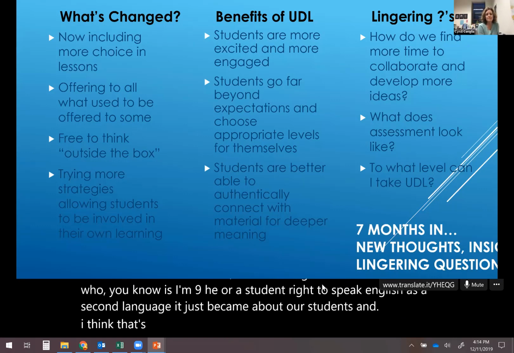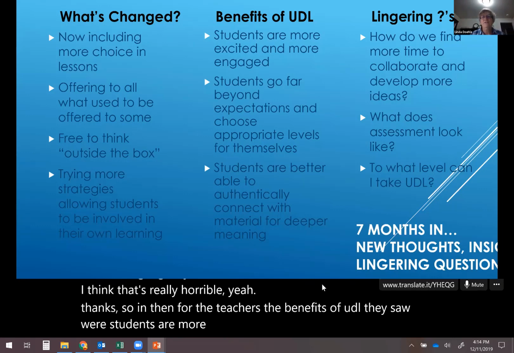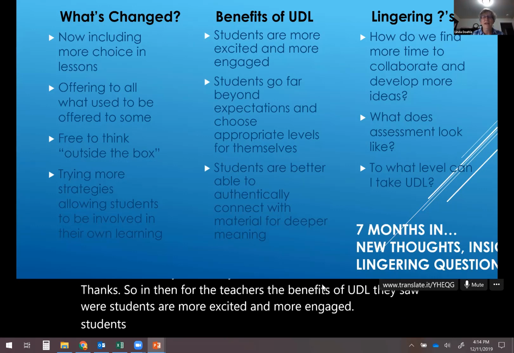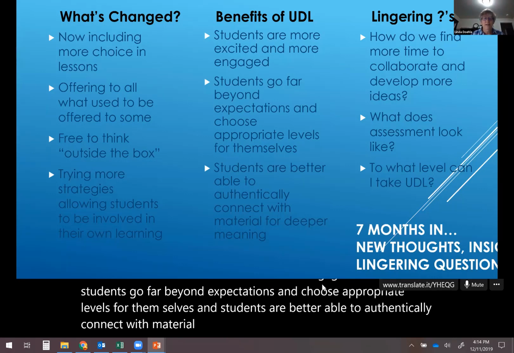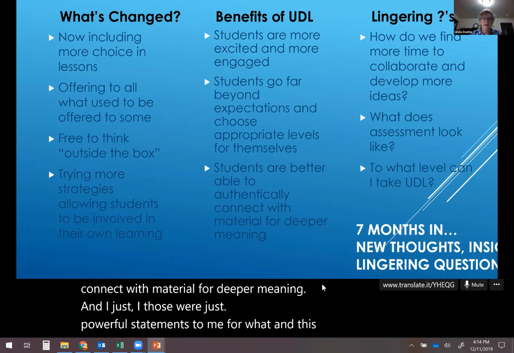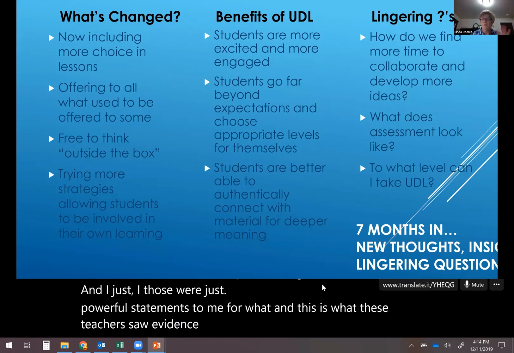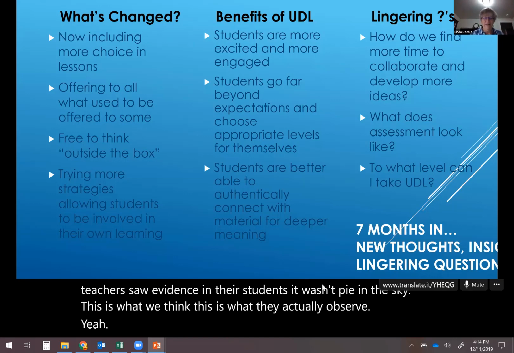Yeah. Thanks. So for the teachers, the benefits of UDL they saw were that students are more excited and more engaged, students go far beyond expectations and choose appropriate levels for themselves, and students are better able to authentically connect with material for deeper meaning. Those were powerful statements to me, because this is what these teachers saw evidence of in their students. It wasn't high in the sky, this is what we think. This is what they actually observed. Yeah. So, do you have anything to add to that?